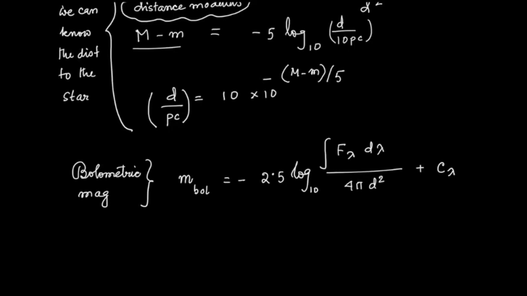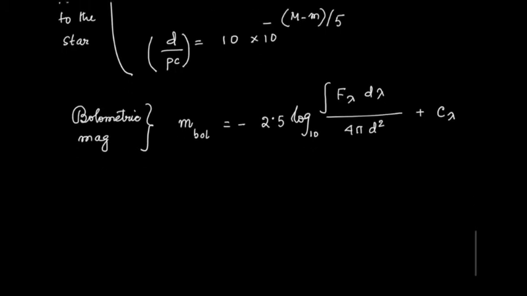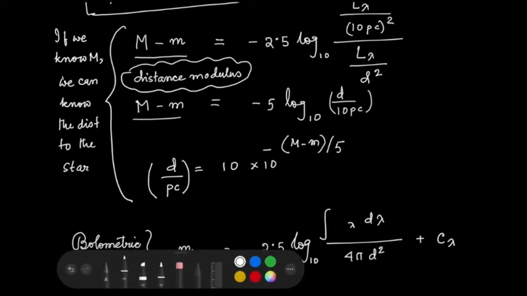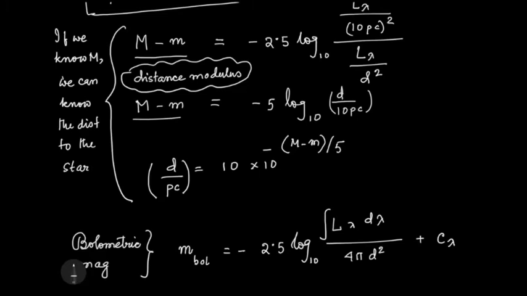So once I know the distance to all the stars in the cluster, I can figure out the apparent magnitude. From the apparent magnitude, I can figure out the absolute magnitude of the stars. And if I know the absolute magnitude, I can figure out the luminosity. I'm sorry, this should not be flux, this should be the luminosity. So let me correct that. This should be the luminosity, because I am getting flux after dividing by 4 pi d square.